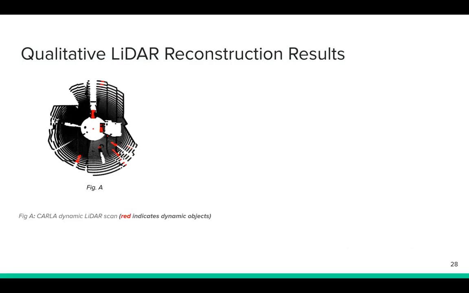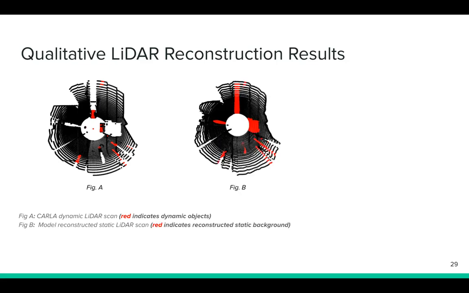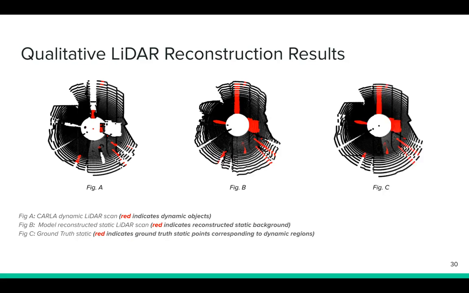Here we compare our static LiDAR reconstruction qualitatively. Figure A denotes the colored dynamic LiDAR scan. Here red indicates dynamic objects. Figure B denotes the model reconstructed static LiDAR scan. Here, red indicates reconstructed static background. Figure C indicates the ground truth static LiDAR scan. Here also, red indicates ground truth static points corresponding to dynamic occluded regions.